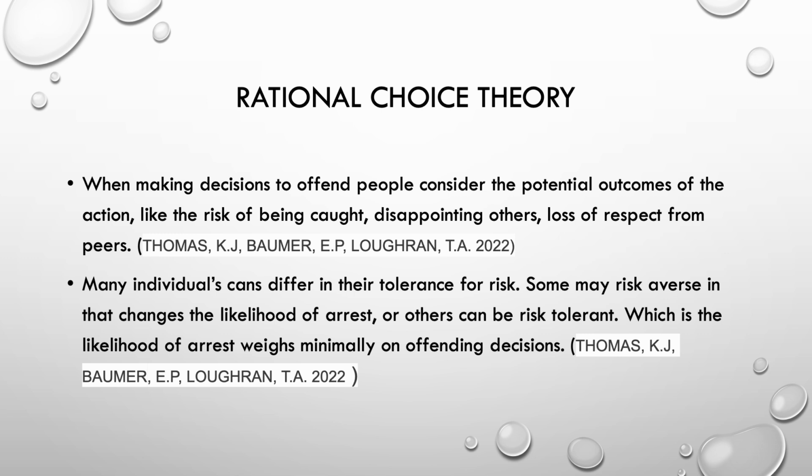Many individuals can differ in their tolerance for risk. Some may be risk averse, in that it changes the likelihood of arrest. Others can be risk tolerant, which is the likelihood of arrest weighs minimally on offending decisions. So that means that there are two different types of people when it comes to rational choice theory, and one of those being that if there is a higher likelihood of arrest, then there is a lesser chance that person is going to commit a crime.